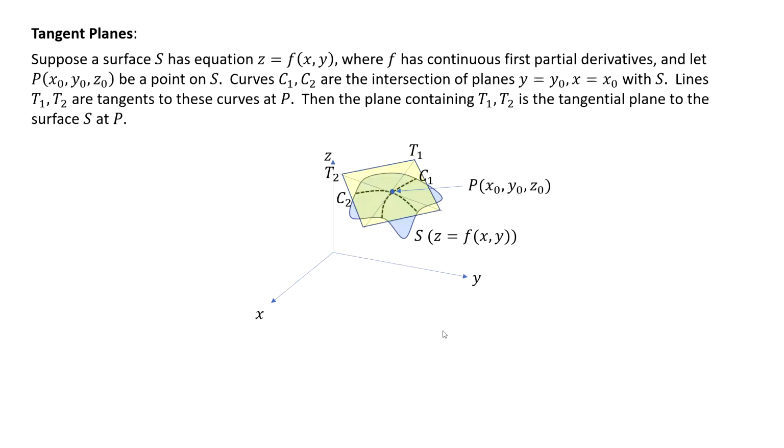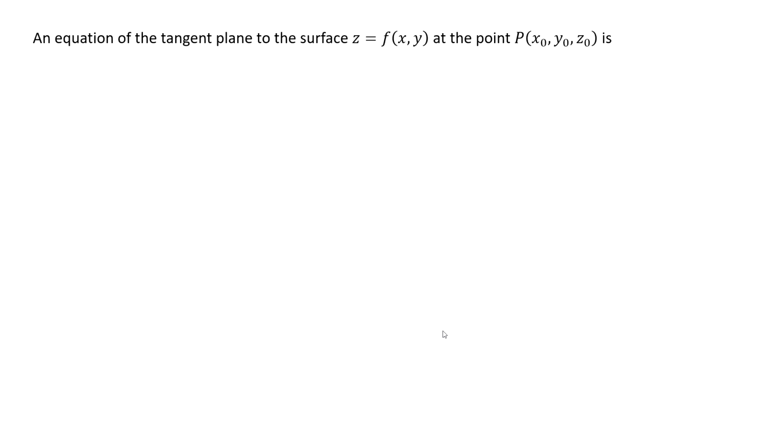Okay, so tangential plane to a surface is the concept here. Let's look at this. An equation of the tangent plane. Now that we know that there is a tangent plane to the surface z equals f of x,y at the point, what's the equation of that? Apparently, it is z minus z sub 0 equals f sub x of x sub 0, y sub 0, evaluated at x sub 0, y sub 0, times x minus x sub 0, plus f sub y.